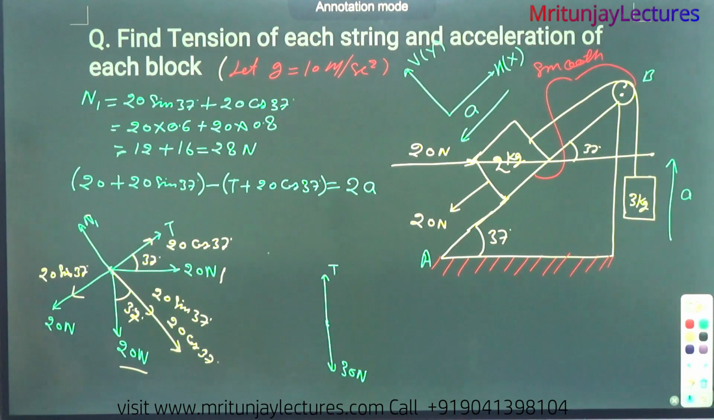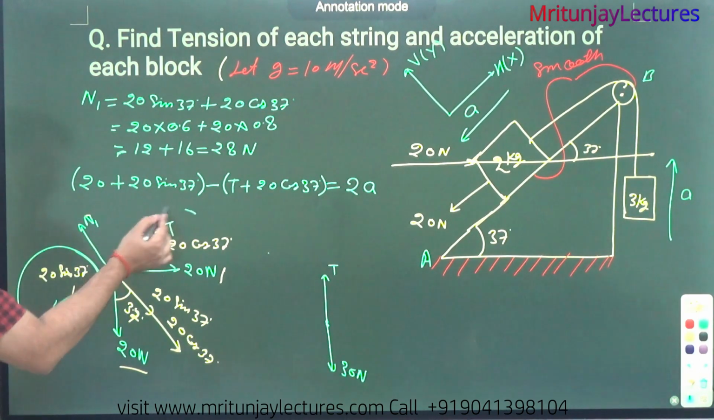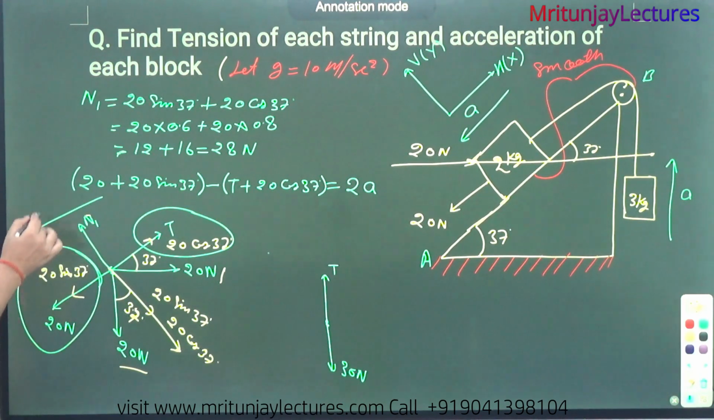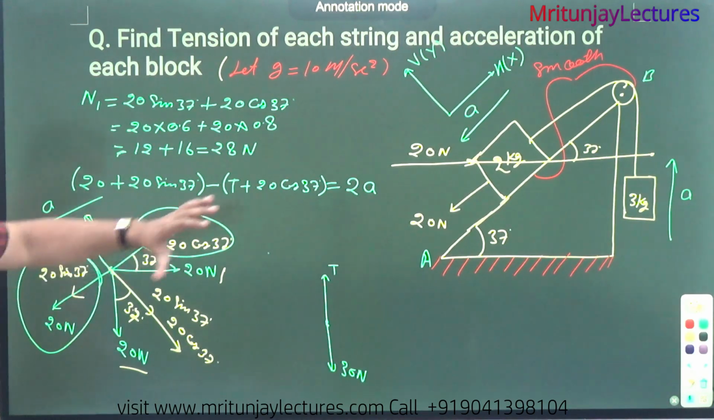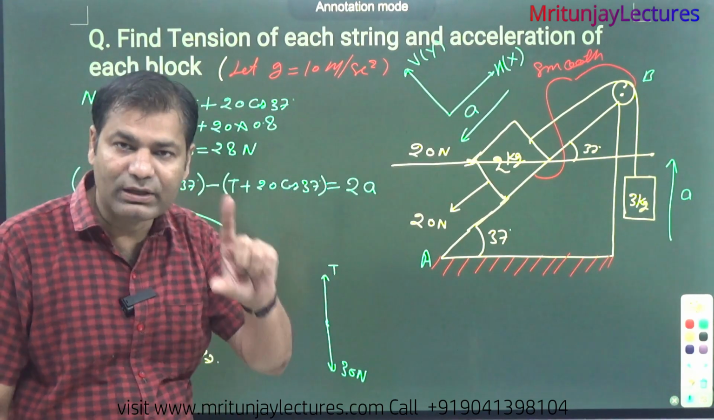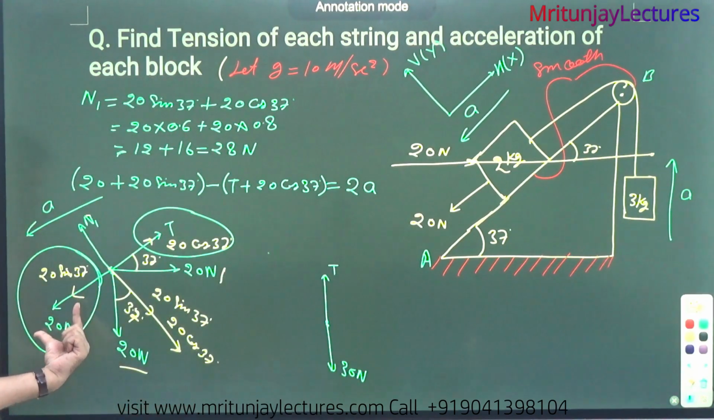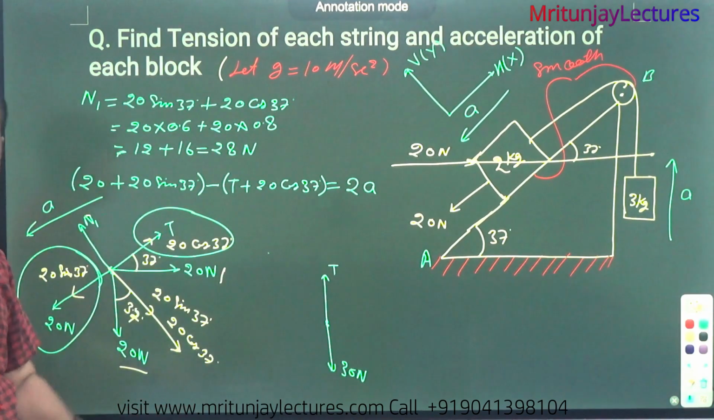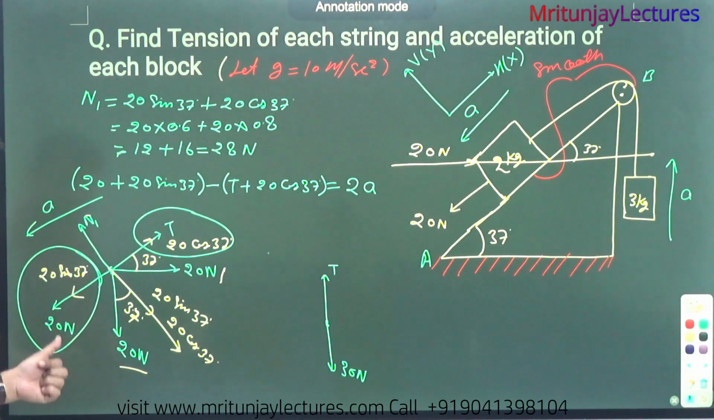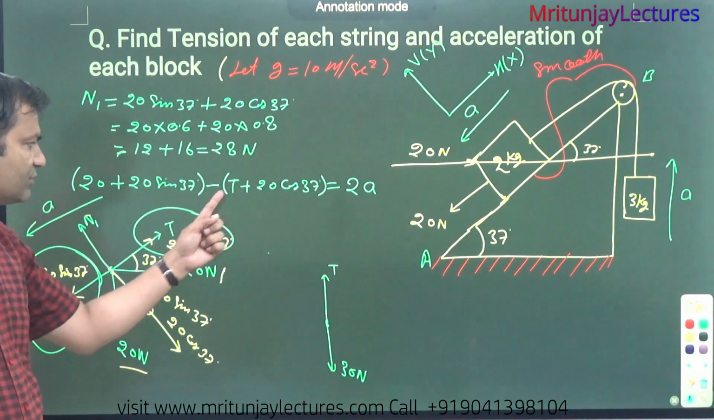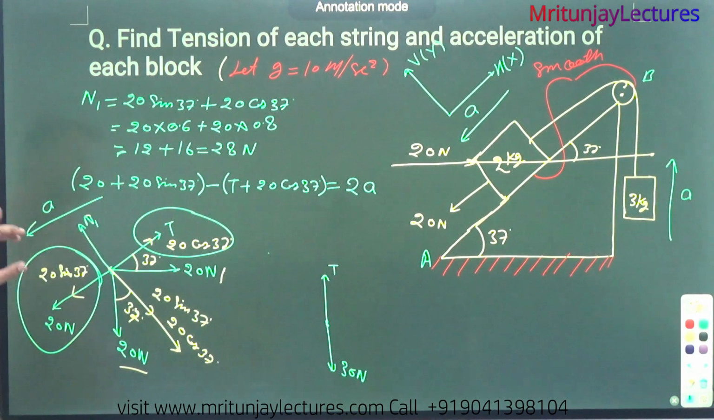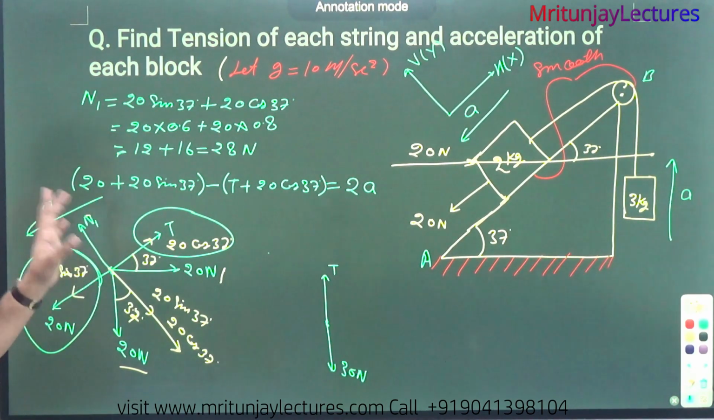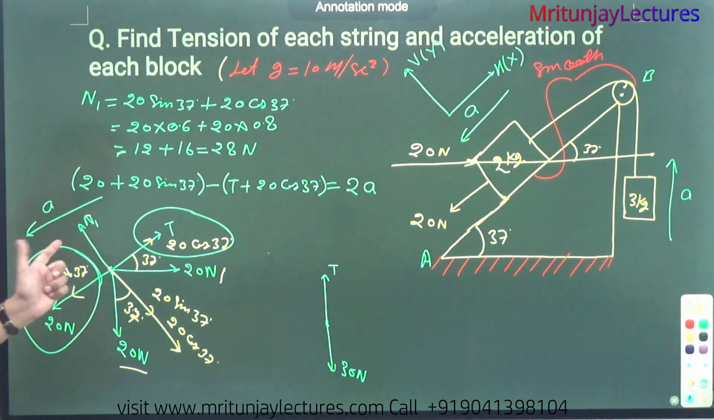Clear or not? If these two are greater than these two, then this whole system goes in this direction. Why? Unbalanced force: if you consider this whole block moving downward, it is only possible if the sum of these two is greater than this one. Okay, the sum of these two, 20 plus 20 sin 37 degree, minus the sum of these two, T plus 20 cos 37, is equal to the unbalanced force. Unbalanced force is always mass into acceleration. What about mass? 2 kg and acceleration is A, that's why.